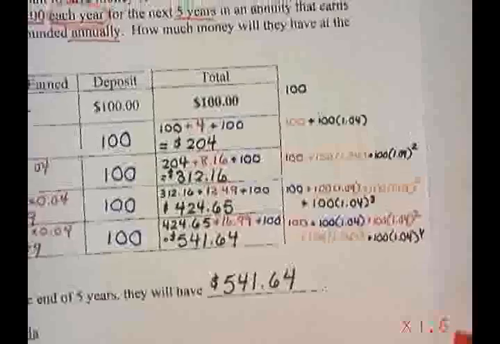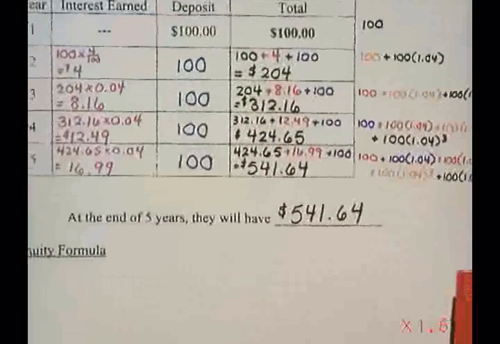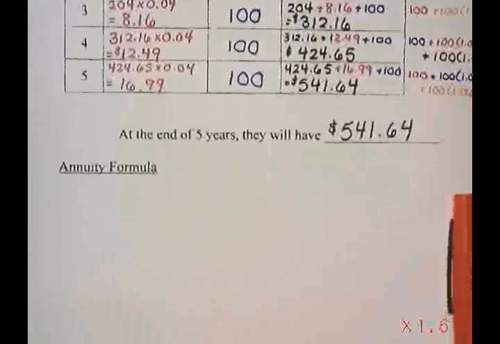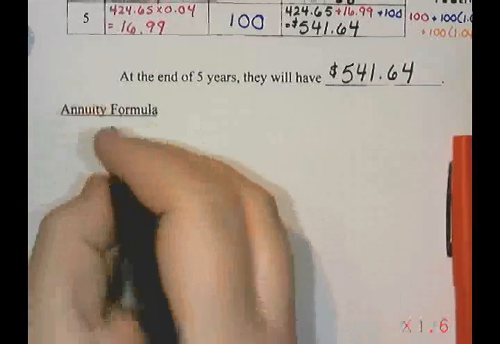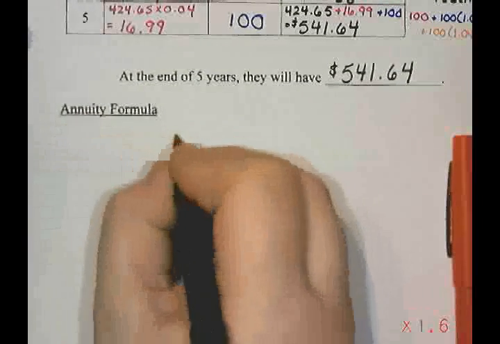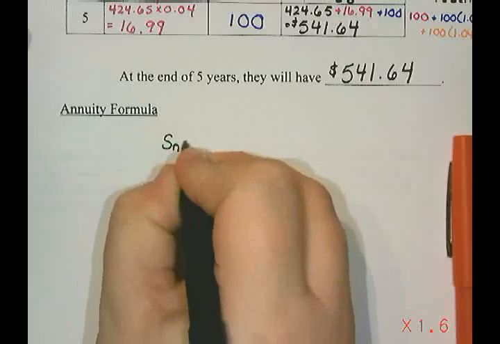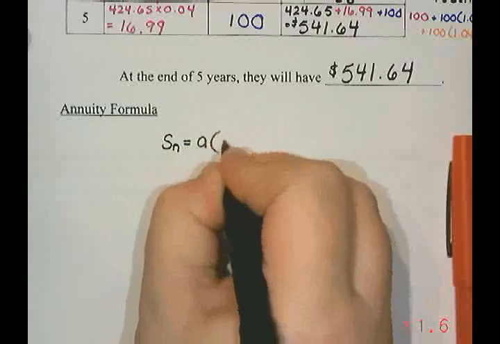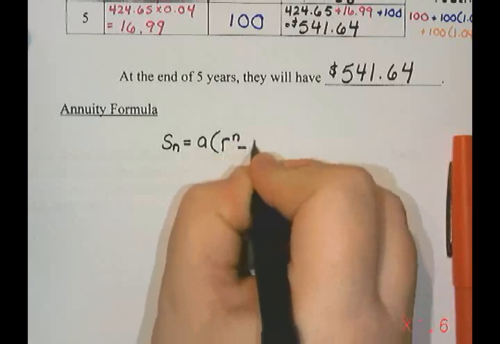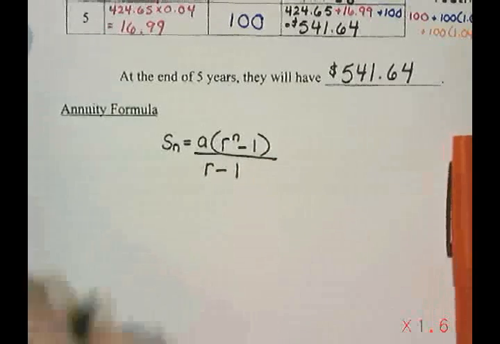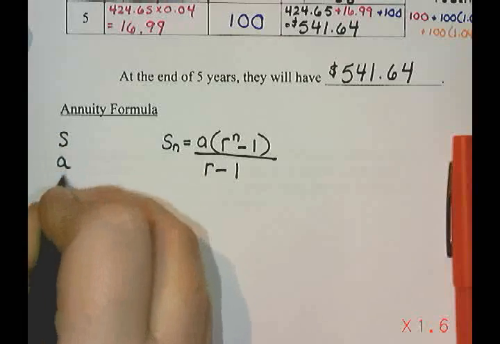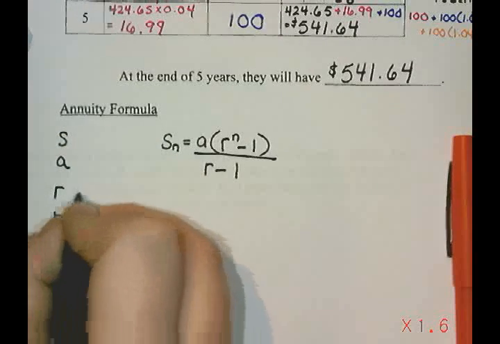So what I'm going to try to do is see if I can use our geometric series formula to calculate how much money they would have had. We're going to see if it works. So the formula for a geometric series is Sn equals A times r to the power of n, take away 1, over r, take away 1. And I've got S, A, R, N.